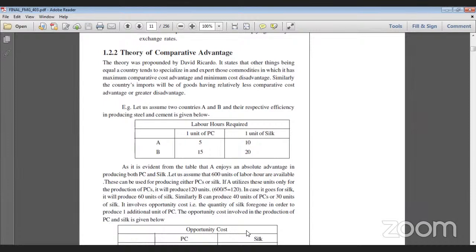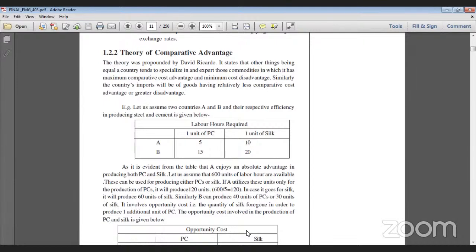Let us assume 600 units of labor hours are available. These can be used for the production of PC or silk. If these units are used only for the production of PC, 20 units will be produced. In case it goes to silk, 60 units of silk will be produced. Similarly, B can produce 40 units of PC or 30 units of silk.